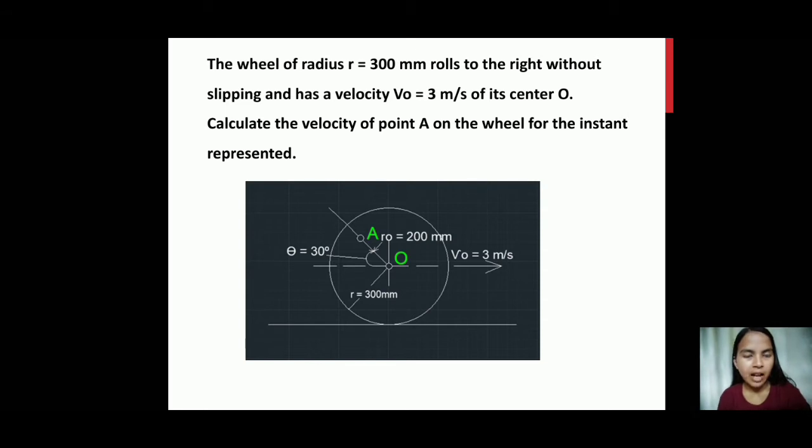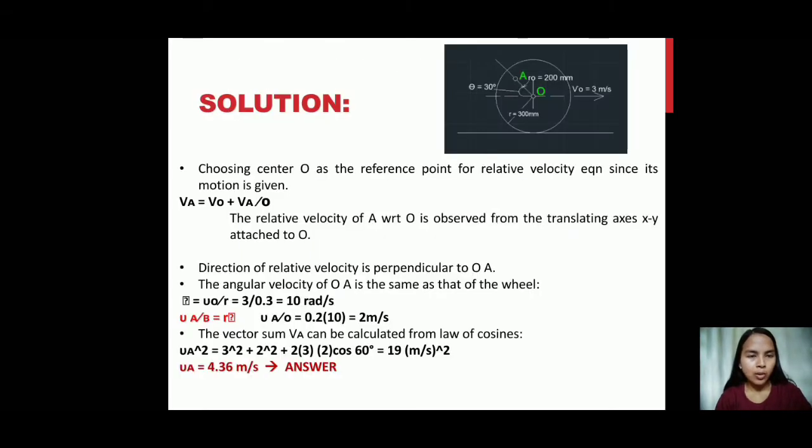So we have a given angle of 30 degrees, the radius of 300 millimeters, the distance between point A and point O of 200 millimeters, as well as its velocity of 3 meters per second. To calculate the velocity of point A, we can choose center O as the reference point for the relative velocity equation since its motion is given. So velocity A is equal to velocity O plus velocity A over O, since the relative velocity of A with respect to O is observed from the translating axis xy attached to O.